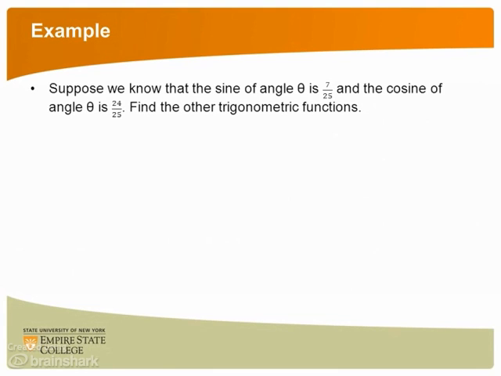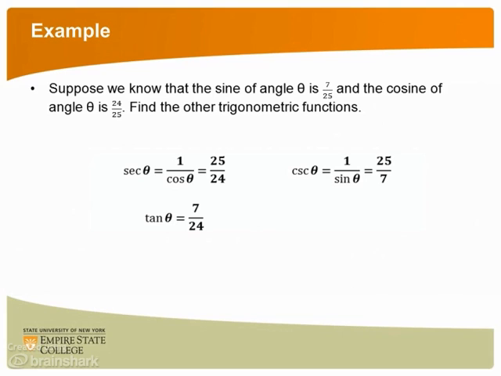Suppose we know that the sine of angle theta is 7 over 25, and the cosine of angle theta is 24 over 25. We need to find the other trigonometric functions. Secant is the reciprocal of cosine, so we flip the fraction for cosine to find secant. Secant of angle theta is therefore 25 over 24. Cosecant is the reciprocal of sine, so we have 25 over 7.